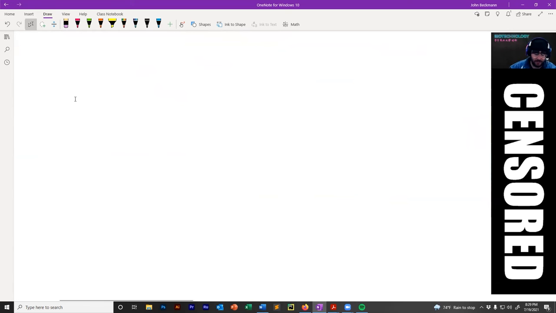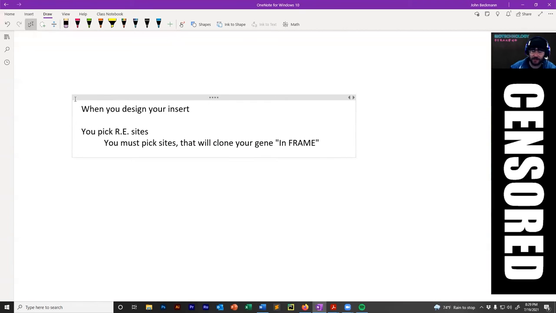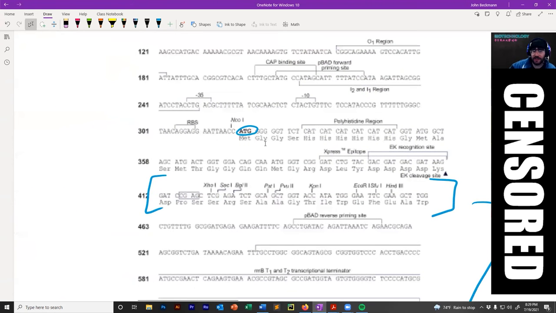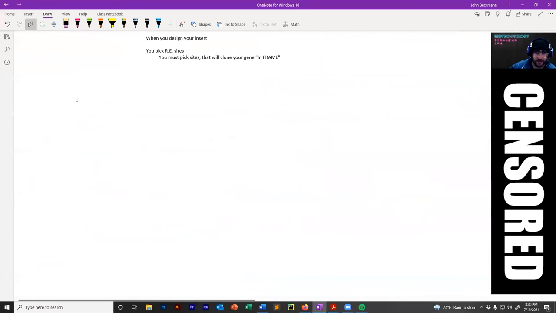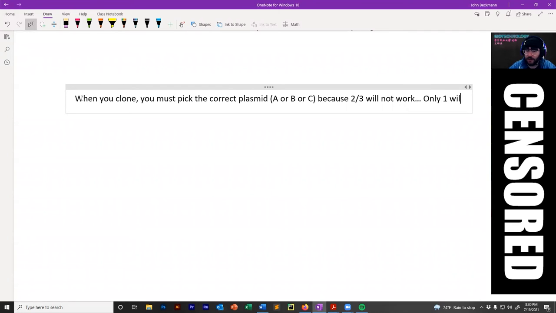When you design your insert, you pick restriction enzyme sites. You must pick sites that will clone your gene in frame. So you have the three frames. You need to pick the right A or B or C that will put your start codon so that it lines up with your restriction site. It's kind of hard to understand, but when you clone, you must pick the correct plasmid, A or B or C, because two out of three will not work. Only one will clone in frame. That's very important.